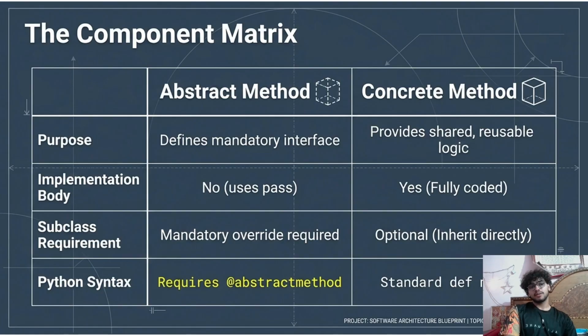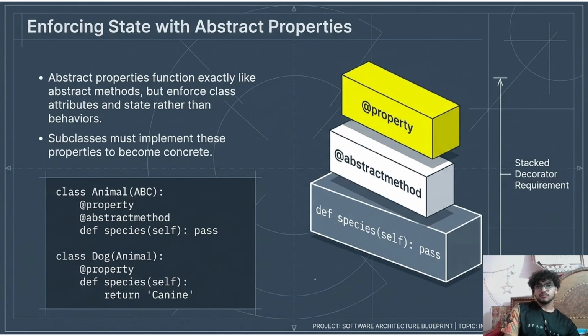Now what's the use of abstract method and concrete method? Abstract method defines a mandatory interface, and the concrete method provides shared reusable logic. There is no implementation body in abstract methods, but there are fully coded bodies in concrete methods, and Python syntax requires the at-the-rate (@abstractmethod decorator) in abstract methods, and a concrete method is basically a standard def method, so there is no requirement of the decorator.